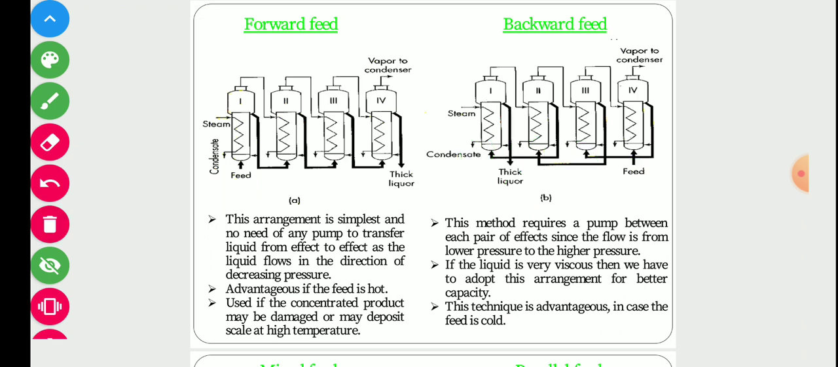This method requires a pump between each pair of effects, since the flow is from lower pressure to higher pressure. If the liquid is very viscous, then we have to adopt this arrangement for better capacity. This technique is advantageous in case the feed is cold.